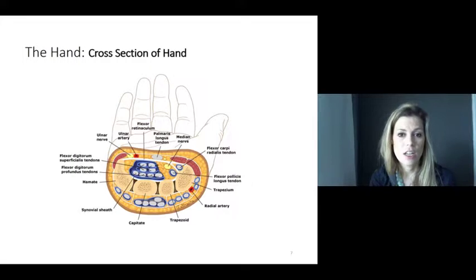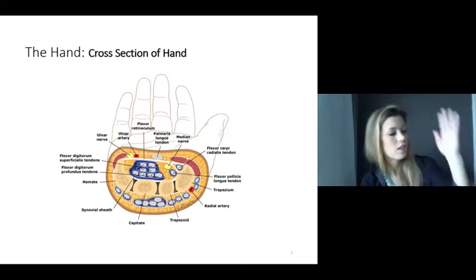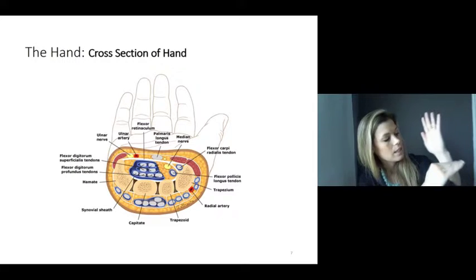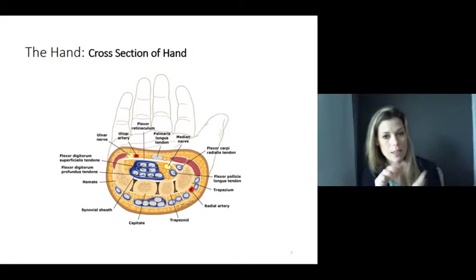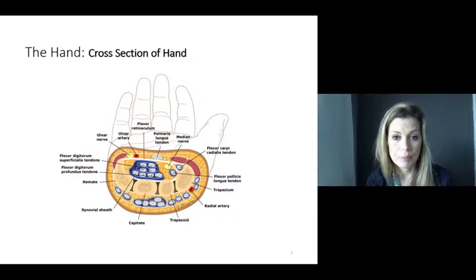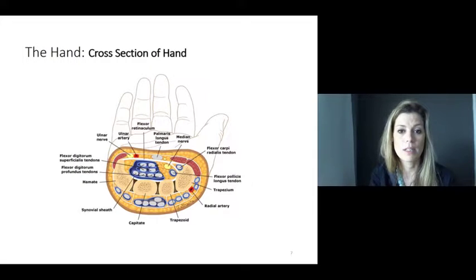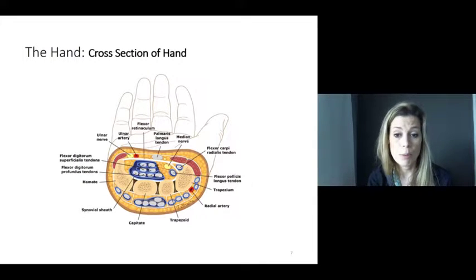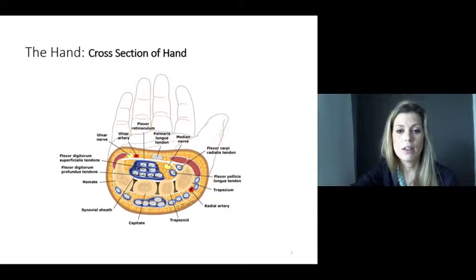This is a cross section of the hand. So if you imagine a sliced view that crosses through the wrist and then looking down at it, you have a really good view of the carpal tunnel here. You can see the floor of the carpal tunnel is the carpal bones, and the roof of the carpal tunnel is the flexor retinaculum, also called the transverse carpal ligament. Within the carpal tunnel itself, you have the median nerve, the flexor pollicis longus tendon, the flexor digitorum superficialis tendons, and the flexor profundus tendons.